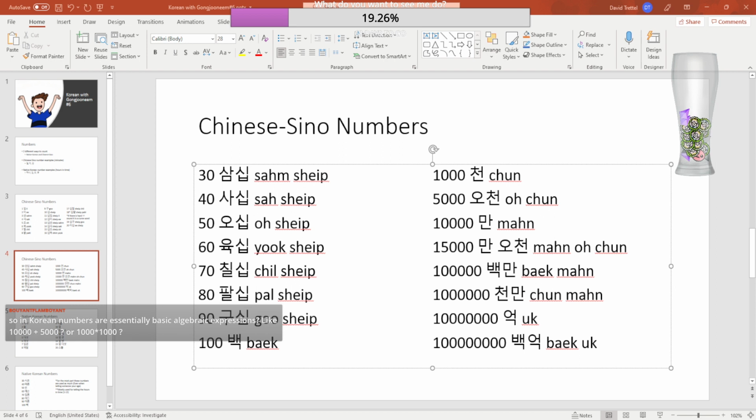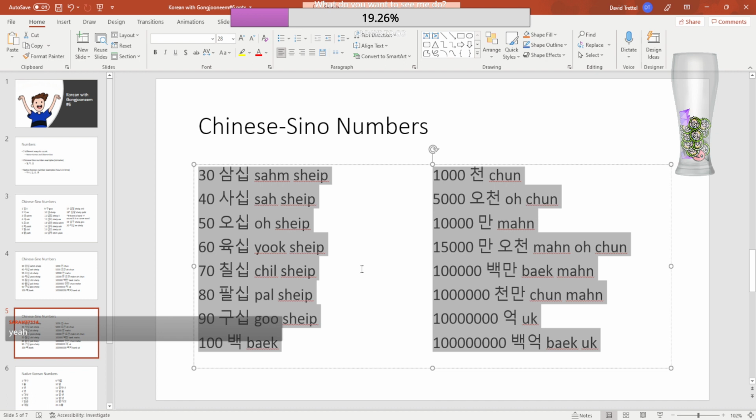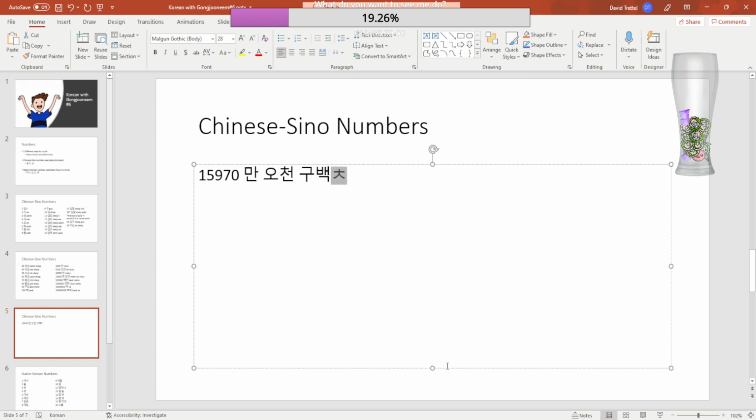Okay, so in Korean, numbers are essentially basic algebraic expressions. Yeah, exactly. So if we wanted to say something like, let's just say 15,970. In essence, with this number, we would start off with the 10,000 spot. So it would be 만, and then we see the next one, the thousands. So it'd be 오천, 만 오천, and then we go to the hundreds, which is the 구백, and then 칠십. So 만 오천 구백 칠십.